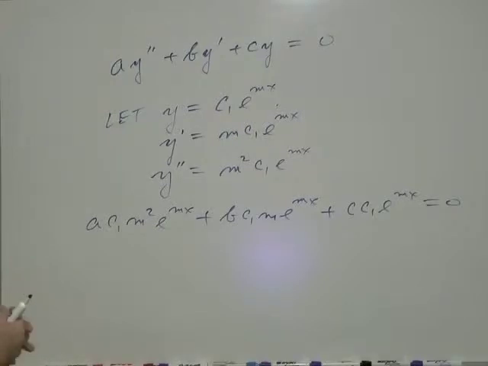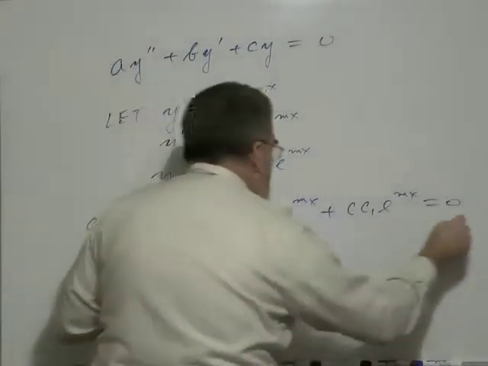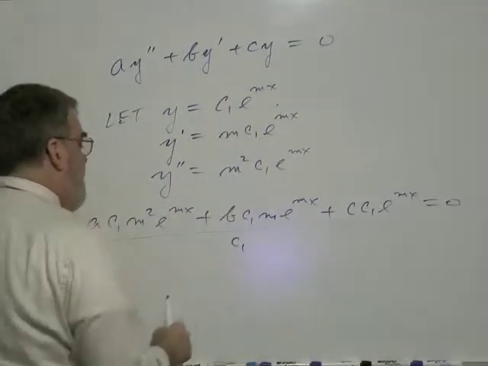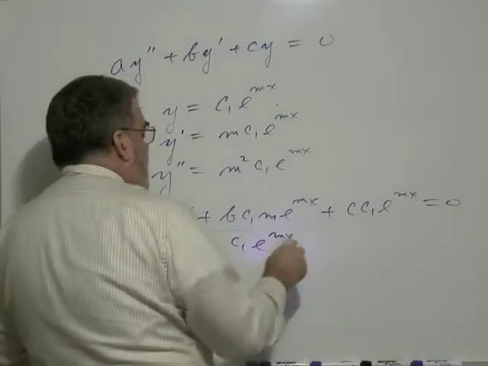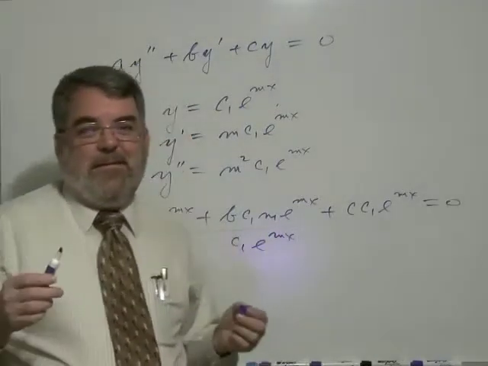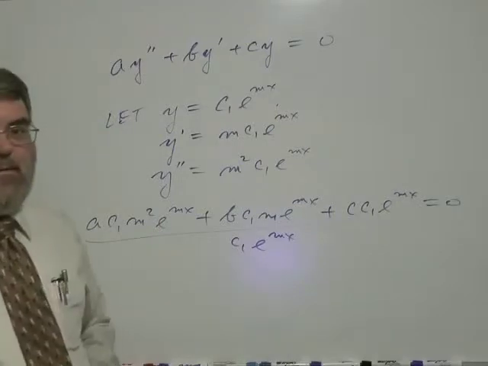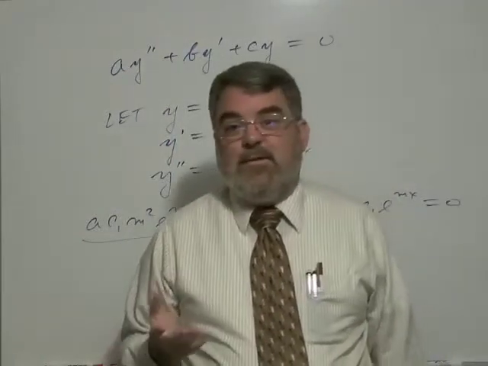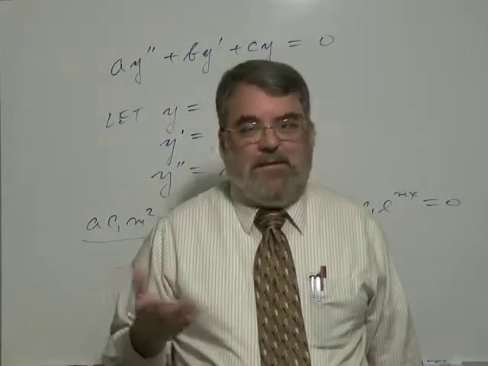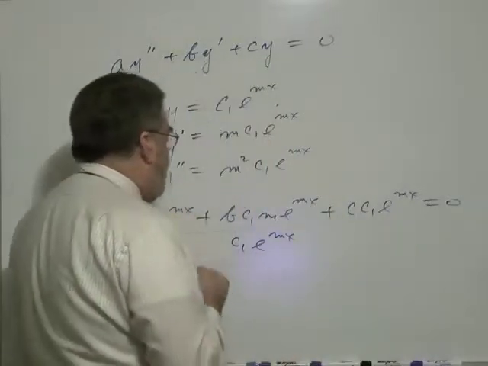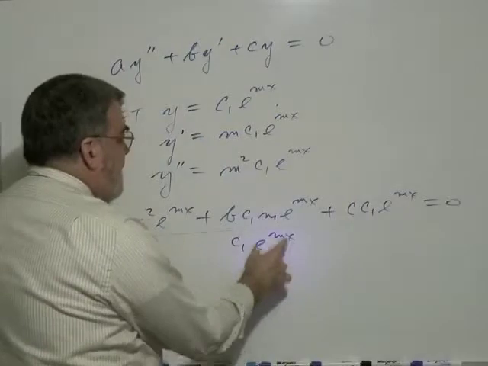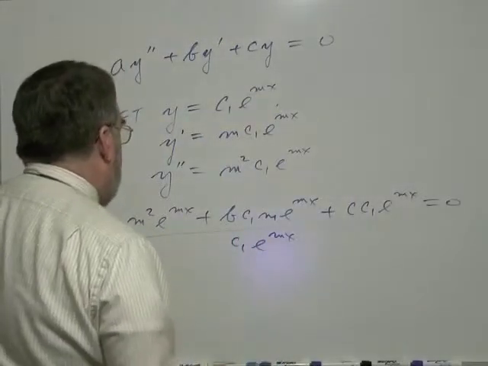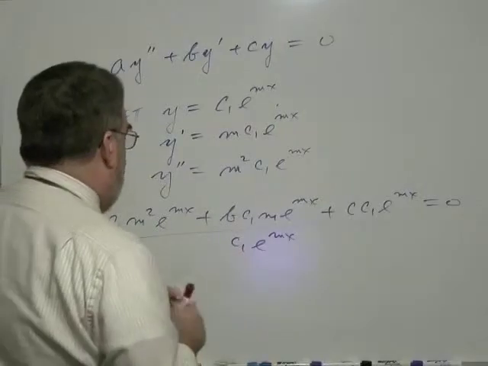Great. So let's see what we have here. One thing I can do is divide by c1, this constant, and I can divide by e to the mx. Now, you've got to be careful dividing by anything with a variable in it, because if you divide by a variable term and it happens to be equal to 0 at some point, you're going to lose an answer somehow. But in this case, we're all right because e to the mx is always positive. It can never be 0. So I don't have to worry about division by 0.